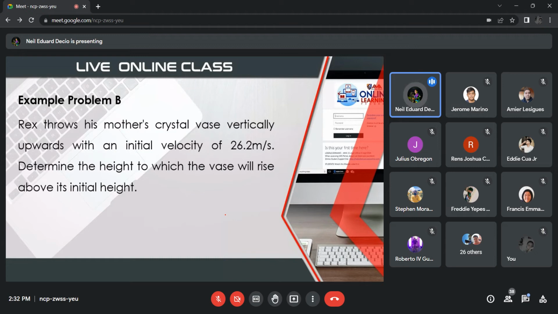So the question here is, what is the displacement from the moment it goes out of your hand to its peak at the top? That's the quantity na hinahanap natin in this particular example problem B. So we're looking for the height or the displacement. So what are we given here? Ano yung given sa atin?